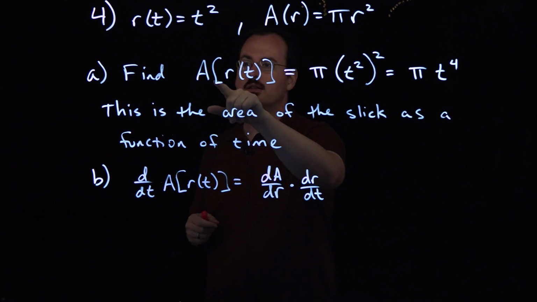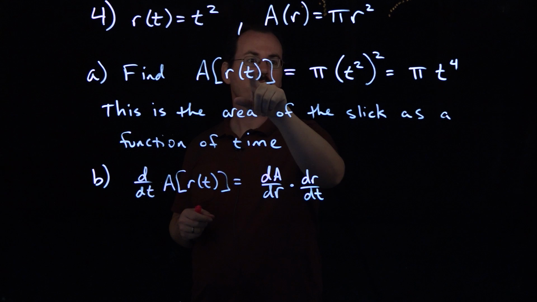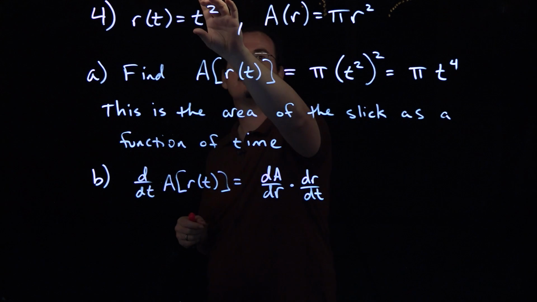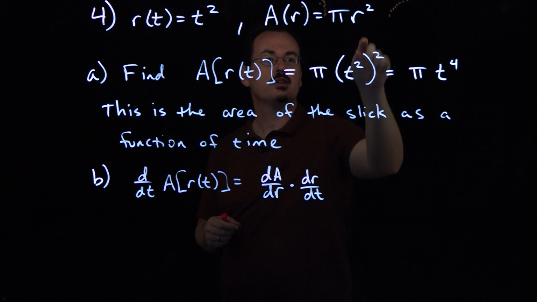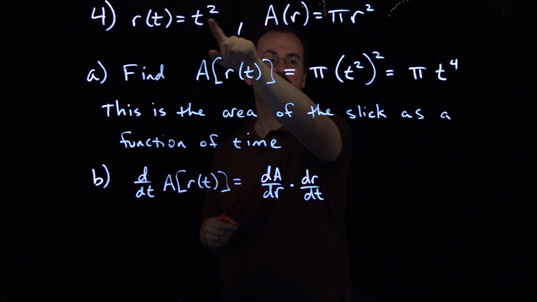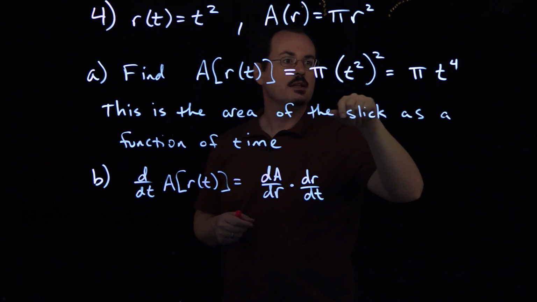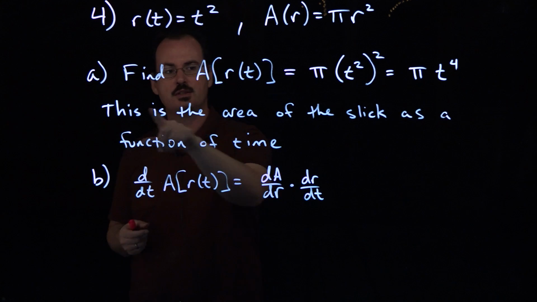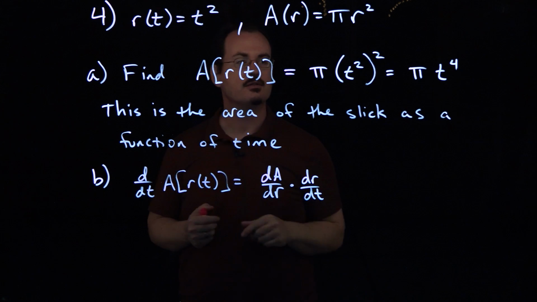So as we saw in the previous examples, we plug the radius into the area function. So I just take this radius function, plug it into the area function, as we see here. Just take the t squared, plug it in for the r there, and square that, so we get pi t to the fourth. So the interpretation of this is the area of the slick as a function of time.